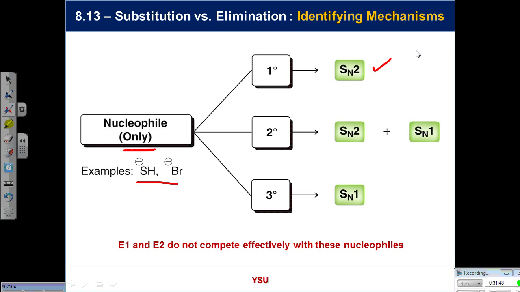It's accessible. This is the language we've been building. This is what I want you to use. It's accessible. A primary system is easy to get to at the electrophilic carbon, so the SN2 should be good.